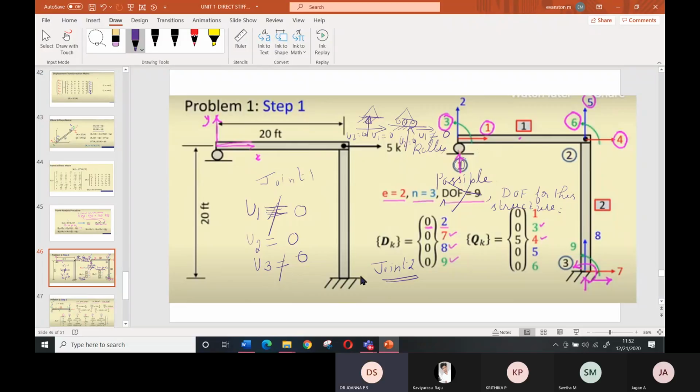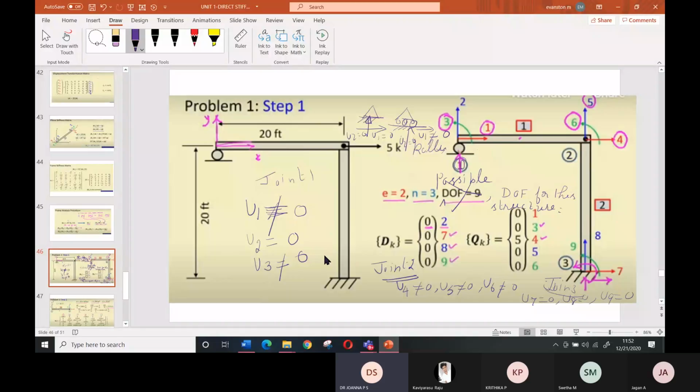So when you go here, you will have U4 is not equal to 0, U5 is not equal to 0, and U6 is not equal to 0. Similarly, when you go to joint 3, what is equal to 0? U7 is equal to 0, U8 is equal to 0, and U9 is equal to 0.